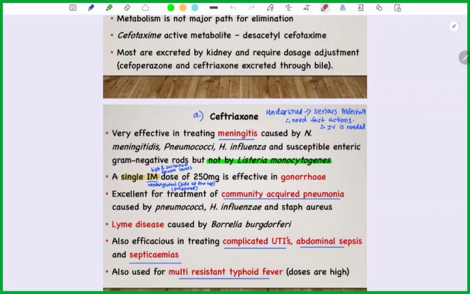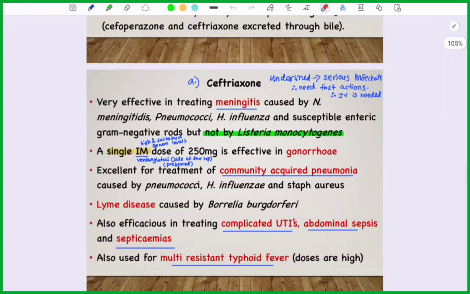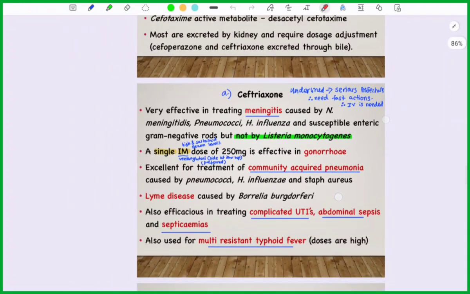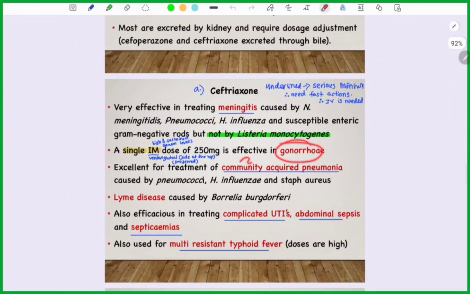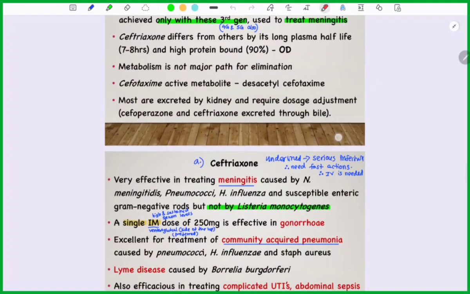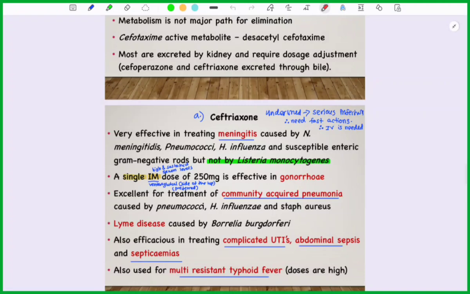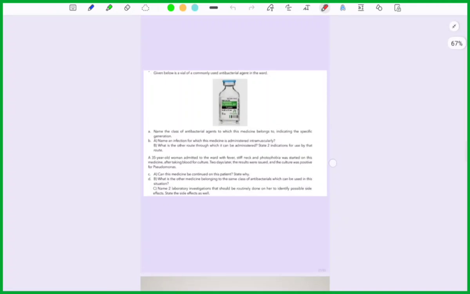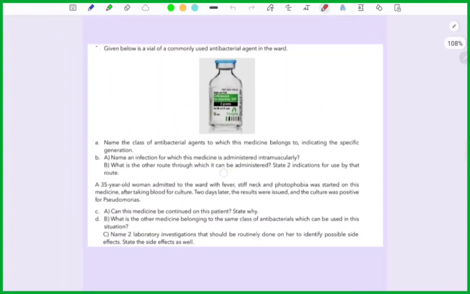We inject the drug into the ventrogluteal site, that means the side of the hip. That's the preferred site of injection anyway. So gonorrhea is the one for which we are using IM injection. And the other question is, what is the other form of drug administration? It is IV.